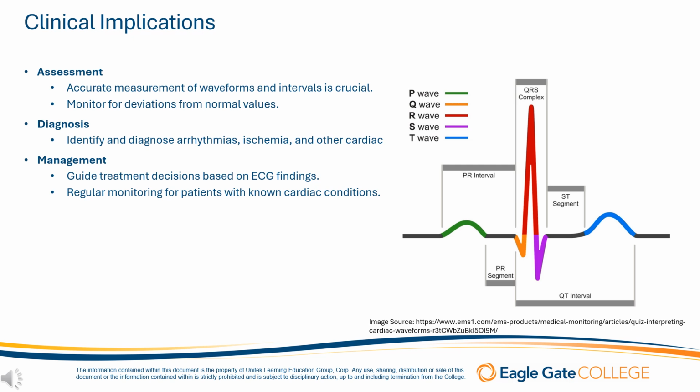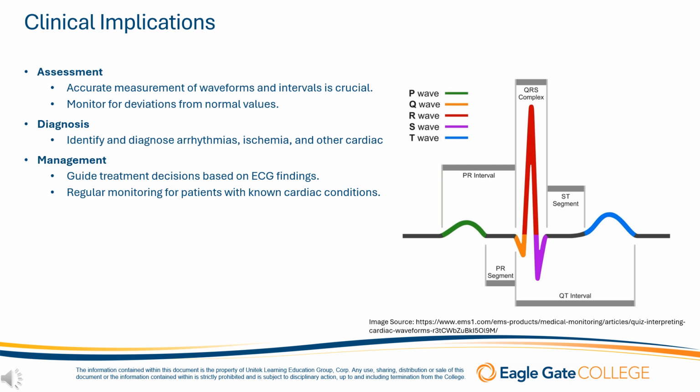Accurate measurement of waveforms and intervals is crucial for proper interpretation of the ECG. Each small box on the ECG graph represents 0.04 seconds or 0.1 millivolts of electrical activity. Each large box represents 0.2 seconds or 0.5 millivolts. Precise measurement ensures that we're correctly identifying normal and abnormal values. Compare current ECG readings with previous ones. This will help us to detect changes over time and helps us to identify new or worsening conditions.